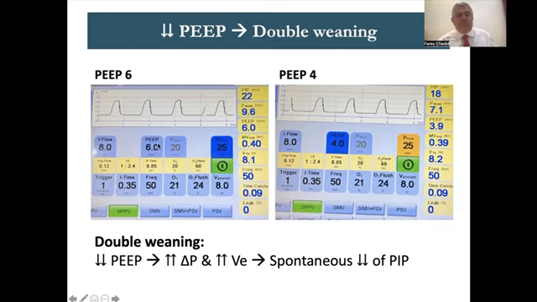22 minus 6 is 16. So the delta P of 16 gives you the volume. And if you are on SIPPV without VG, you could decrease both. If you want the 16, you can have 16 by decreasing the PIP from 22 to 20 and decreasing the PEEP from 6 to 4. So 20 minus 4 will be the same 16. So there is a way on SIPPV without VG by decreasing both the PIP and the PEEP.